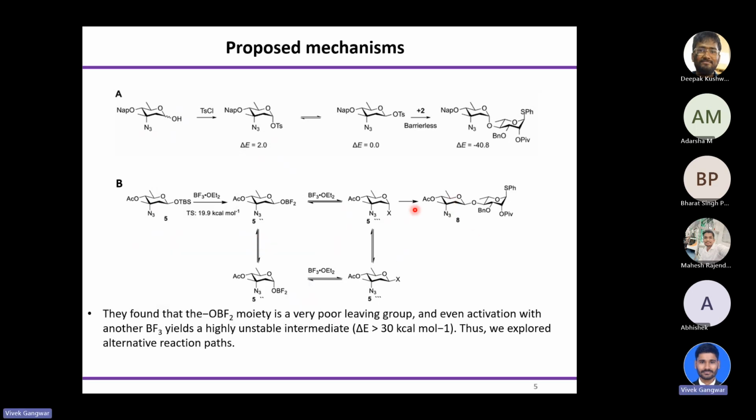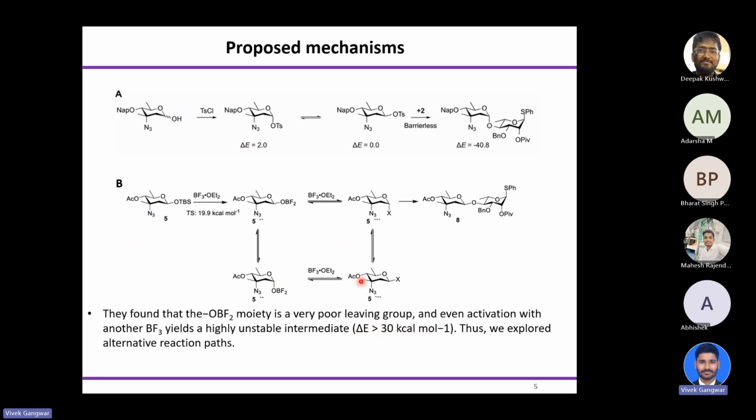So they get selectively beta selective compound 8 via the SN2 pathway. Checking this mechanism, this BF3 activates this and this goes to beta selectivity. In that case, this is stable. So for activating this with BF3, then this activated intermediate is very much unstable. So they are saying the unstable intermediate energy is 33 kilocalorie per mole.